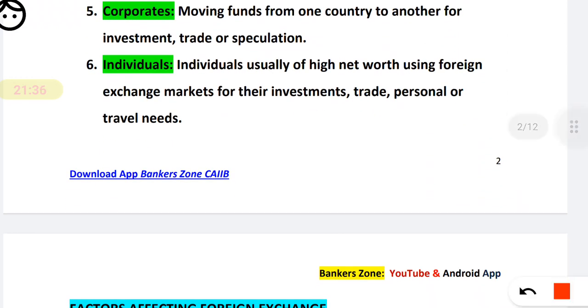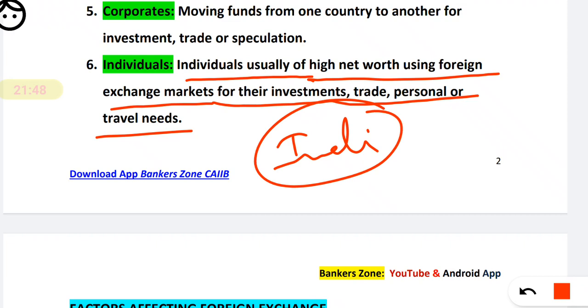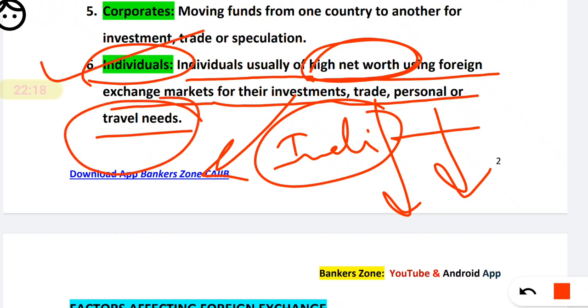Now individuals. Individuals of high net worth use the foreign exchange market for their investment, trade, personal or travel needs. So even an individual can participate, provided you have a high net worth. Obviously, if you are dealing with forex, you need high net worth. He will exchange one currency with another foreign currency, and the need may be for investment, trade, any personal purpose, or travel. So an individual person can also be a participant.